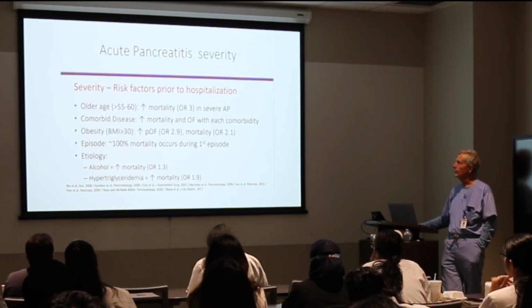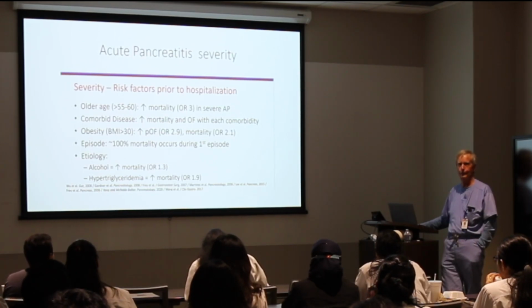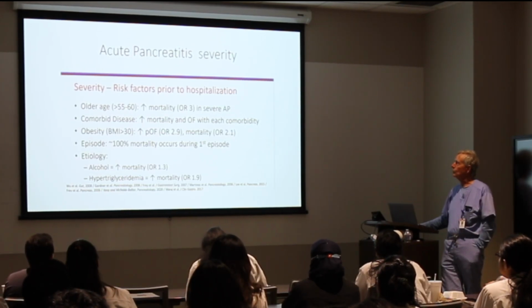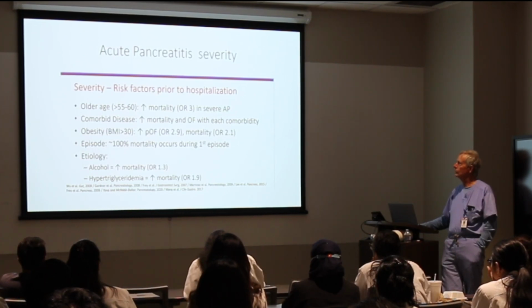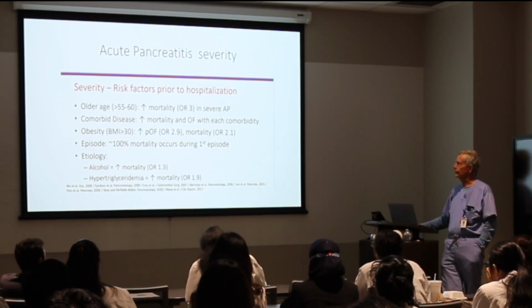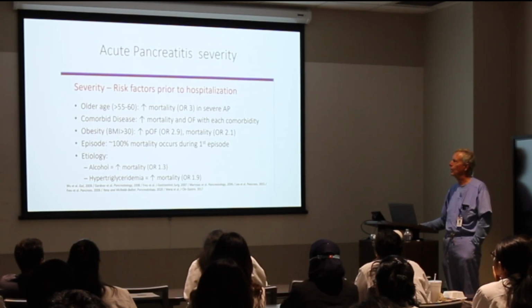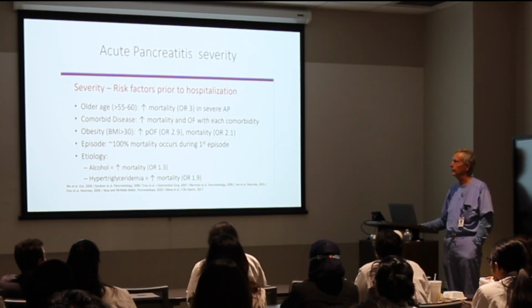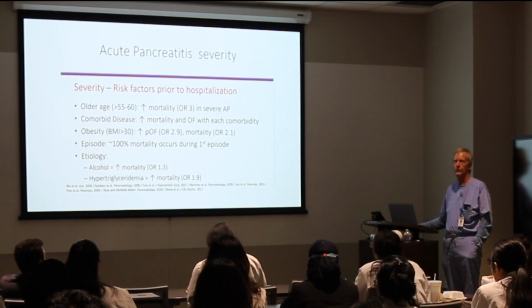Old people, 55 to 60 doesn't seem that old to me. Comorbid disease. So now you're seeing why I put those things in that slide I made for you. They're obese, they're old, they've had other diseases, and alcohol is a little bit more dangerous than other, OR is odds ratio. Okay. Hypertriglyceridemia, that was a surprise. That odds ratio is twice as dangerous.